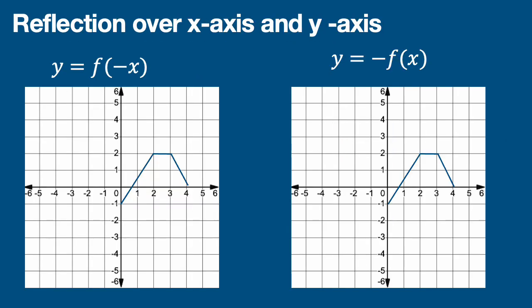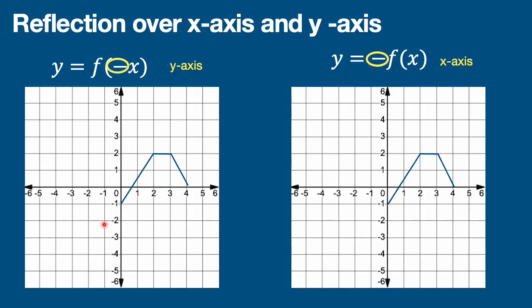Here is one more example of reflection over the x-axis and y-axis. Guys, see that? y equals f of negative x, y equals negative f of x. Here you change the outside sign; here you change the inside sign. When you change the sign inside the parentheses, x becomes negative x. That's a reflection over the y-axis. When the outside sign is changed, you put the negative outside the f of x. That's a reflection over the x-axis.